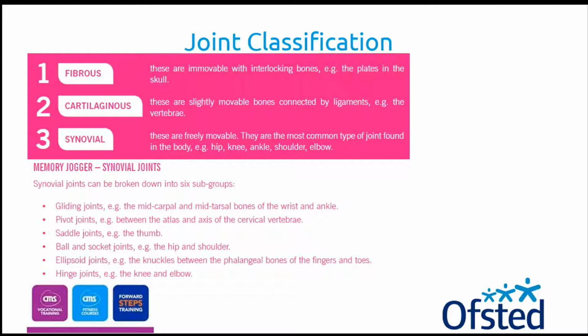But the bones that we do want to move very freely are your synovial joints. These synovial joints can then be broken down into further joints. So you can then see below, you've got a gliding joint, a pivot joint, a saddle joint, a ball and socket joint, an ellipsoid joint, and a hinge joint. Again, with each one of these joints, you can have certain movements.